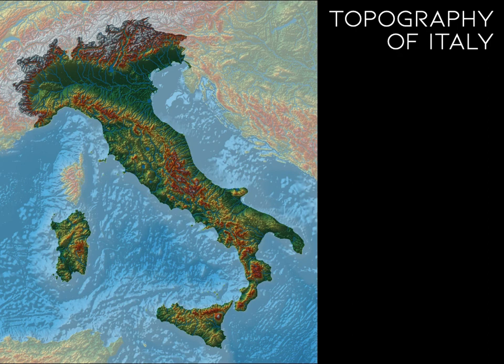A couple of things you want to notice here is that it's surrounded by, again, bodies of water. You've got the Adriatic Sea here, the Ionian Sea, and of course the Tyrrhenian Sea over here. The other thing that's very noticeable is right down the center, the spine of the island, it's very mountainous, very mountainous.